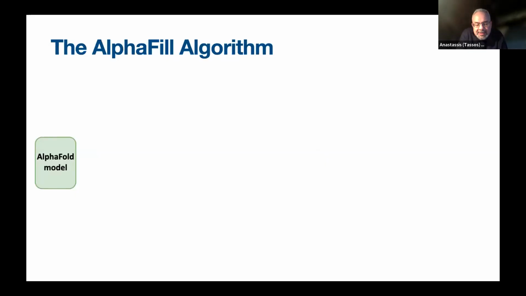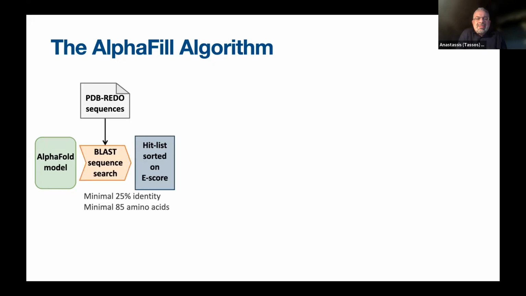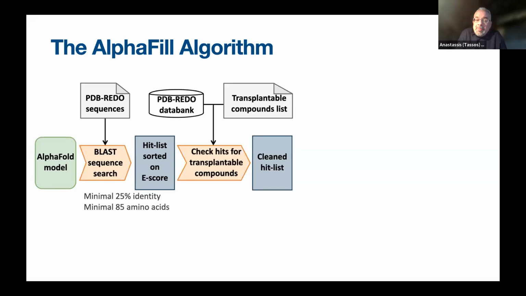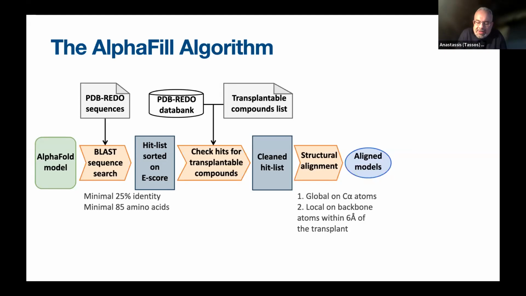And that's an embarrassingly simple algorithm, which is putting bits and pieces together. We get an AlphaFold model that has no cofactors. We BLAST the sequence against PDB-REDO. Why PDB-REDO? Because we like it. It's pretty accurate, and we like it because we are maintaining and developing it. Then we get the hit list by E-score with some criteria on the size of the domain and so on. And we now check if the PDB structures that are likely homologs of this AlphaFold model had compounds that are in our transplant list. And we do a bit of cleanup there, and we come up with a transplant list. Then we do a quick structural alignment using quaternions between the PDB and the AlphaFold model.